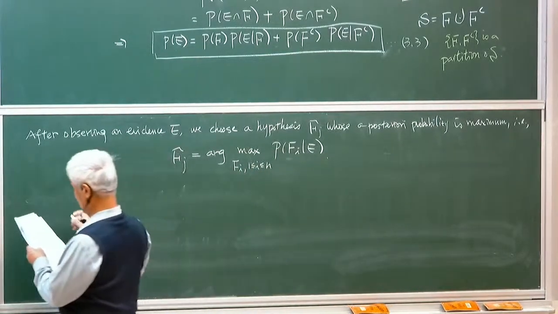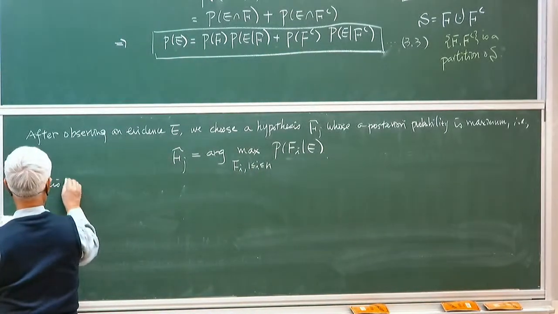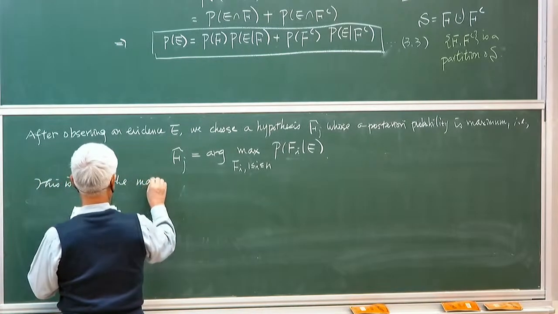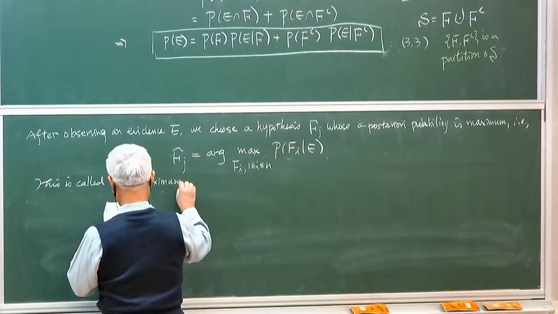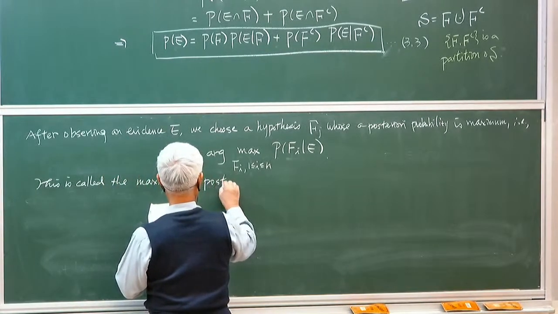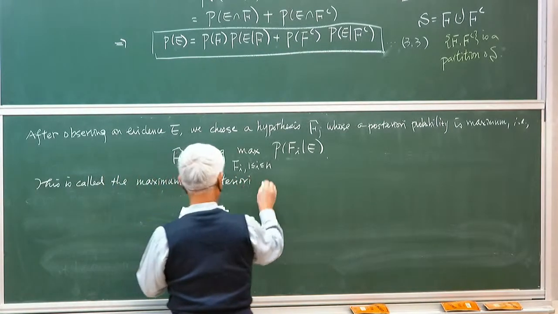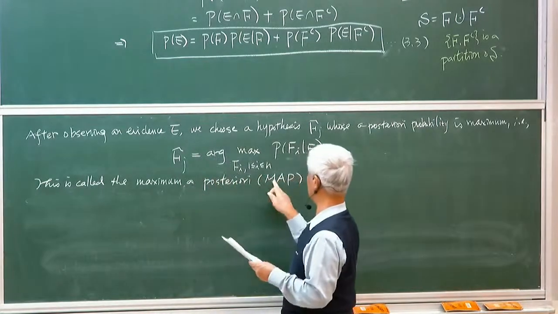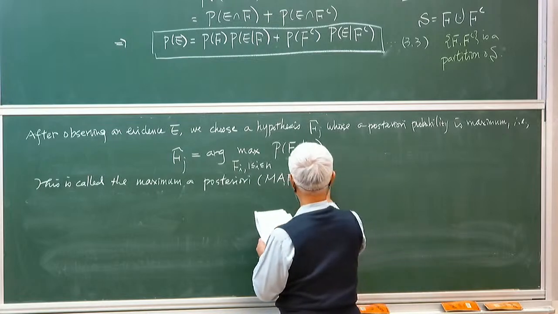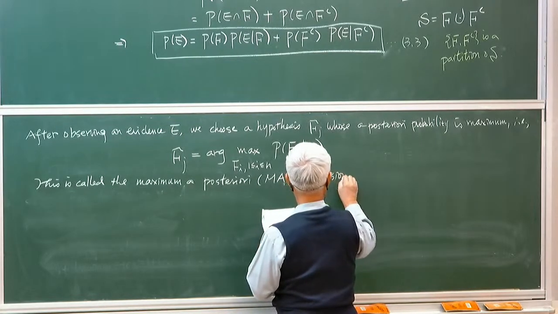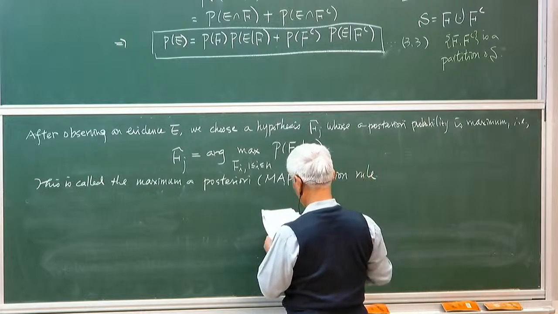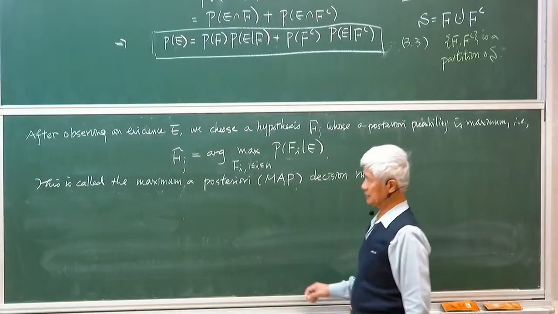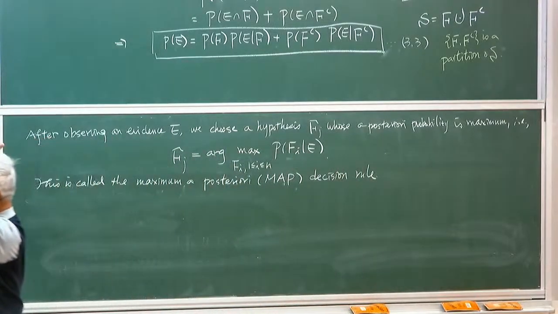This is called the maximum a posteriori, in short MAP, decision rule. This is a very important decision rule in many situations.